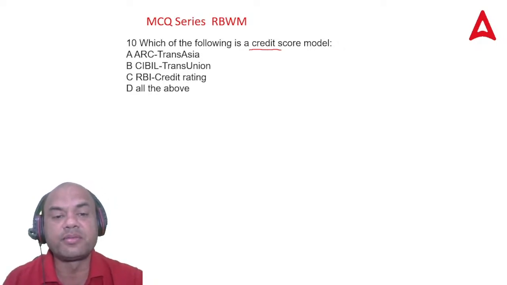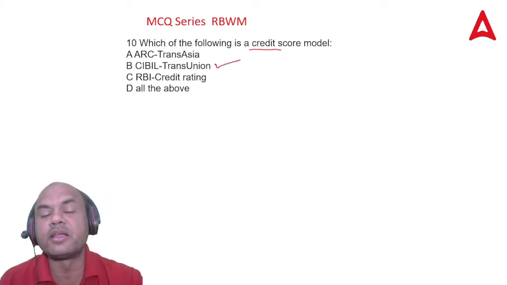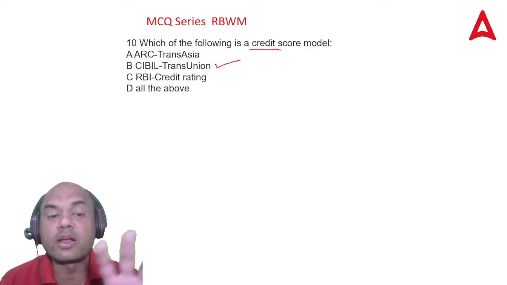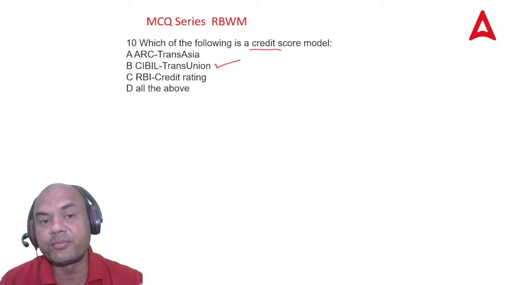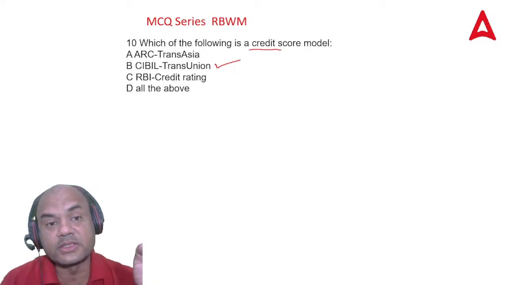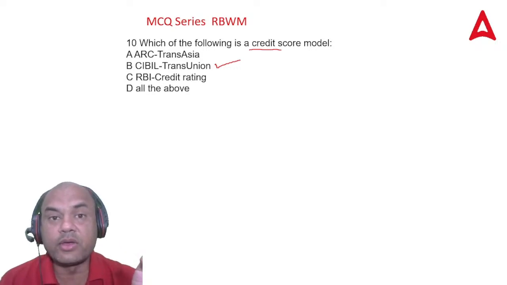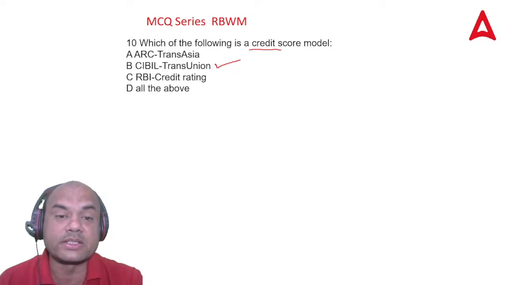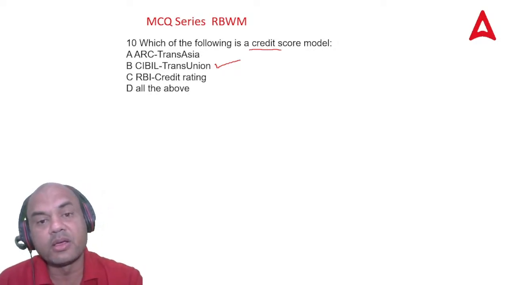Correct, CIBIL TransUnion. This is the main model. There are a total of 4 credit score models which we are using, but the 4 are different from these. We have Equifax, we have CIBIL, we have Dun & Bradstreet, and we have others also. In total there are 4 to 5 agencies which are giving this credit score.